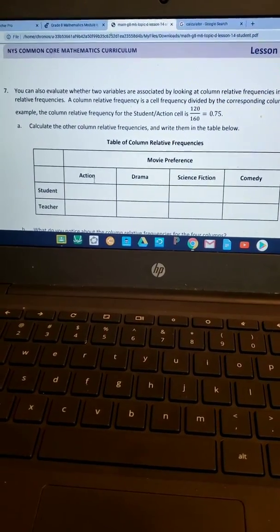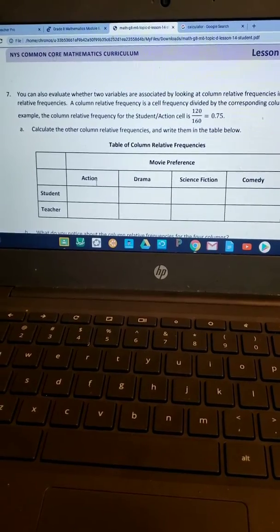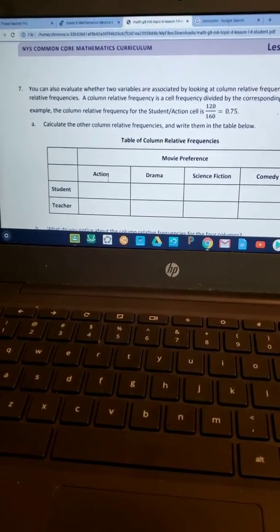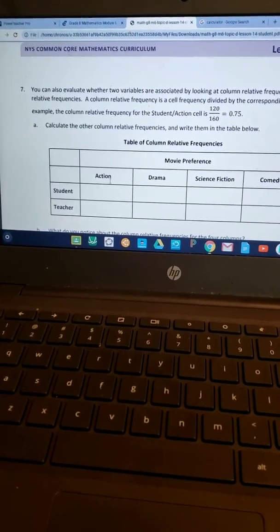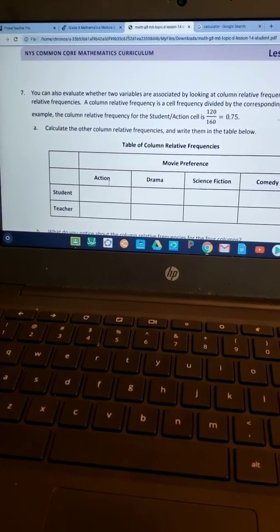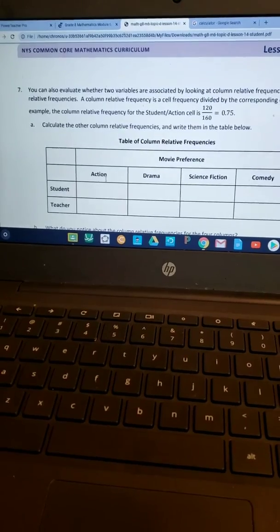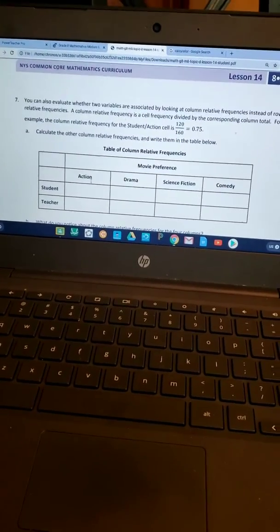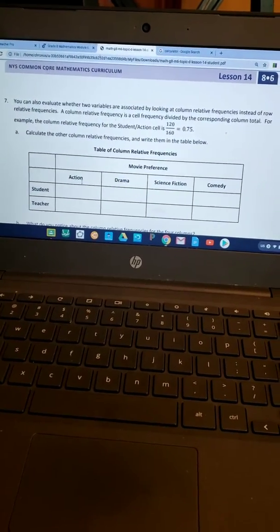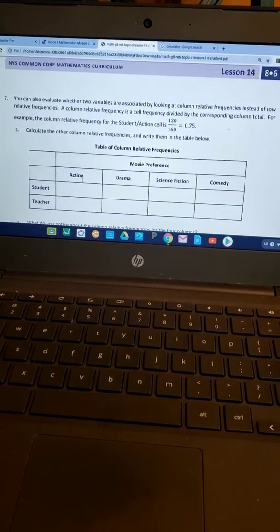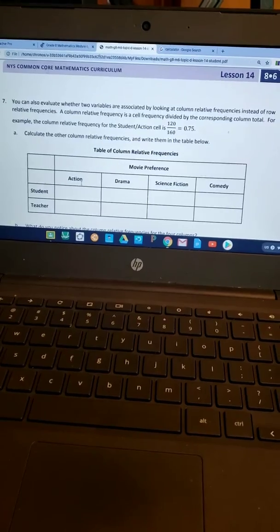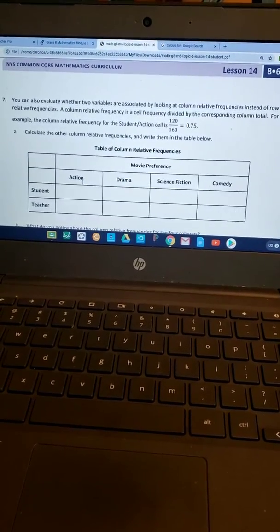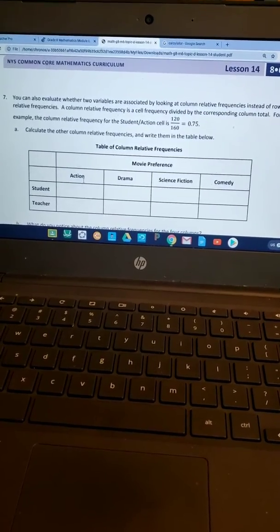Okay, now we're going to go to number 7. And we are now going to look at the column relative frequencies, okay? So we just looked at row relative frequencies. Now we're going to look at the columns, and we're going to fill in the chart. It says, you can also evaluate whether two variables are associated by looking at column relative frequencies instead of row relative frequencies. A column relative frequency is a cell frequency divided by the corresponding column total.